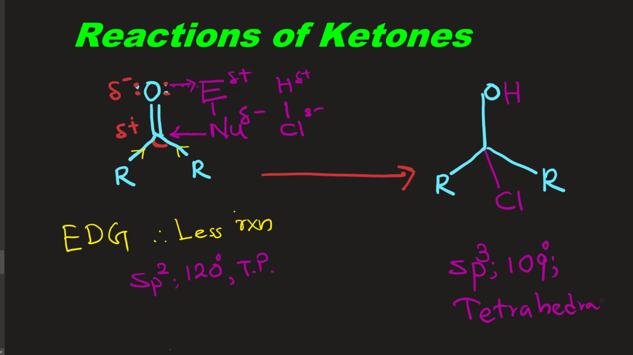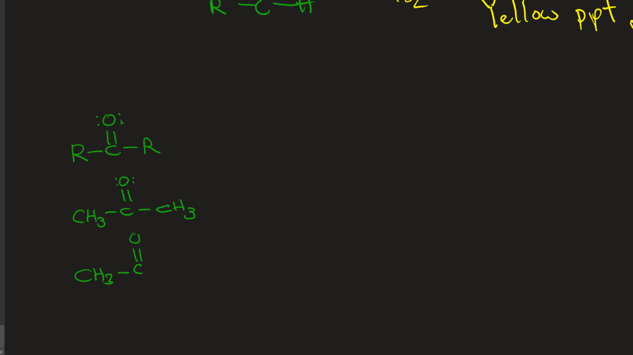So now the hybridization turned to sp3, bond angle is 109, it's tetrahedral. That's the kind of thing that you want to expect for questions, right? So sp2, 120, trigonal planar changes into sp3, 109, tetrahedral. And also the big difference is it is less reactive compared to an aldehyde, right? And the reason: electron donating groups attached to each side of the carbonyl.